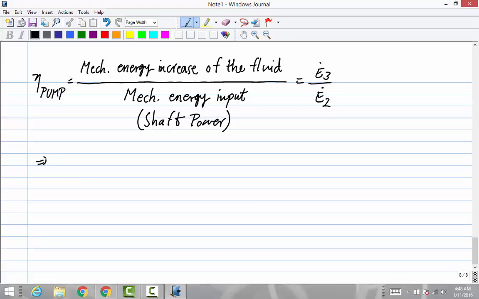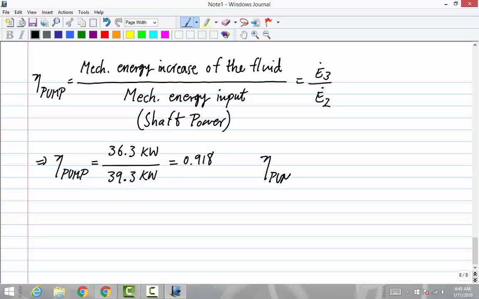So the efficiency for our pump is, it was so long, I'm sorry, 36.3 kilowatt divided by 39.3 kilowatt, which is 0.98. So it is 91.8%.